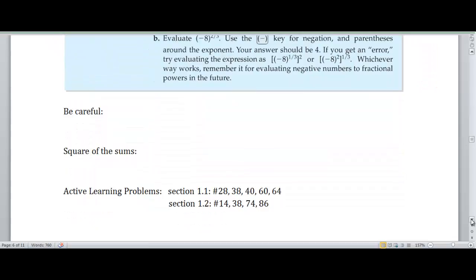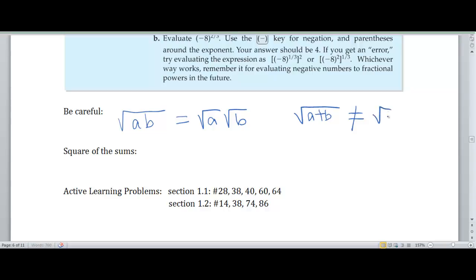Alright, there was one note I wanted to tell you, that you have to be careful about roots. When you're doing square roots, and I see people making this mistake a lot, that's why I put it here. If you have the square root of a times b, yes, that's the square root of a times the square root of b. No problem. But the square root of a plus b is not equal to the square root of a plus the square root of b. Be careful. When you have a plus or a minus, you cannot split those two up and put them outside of the square roots.